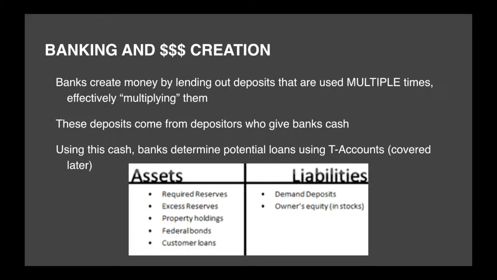And just like any other financial body, banks have assets and liabilities, and this is how you make your T account. Assets of a bank include required reserves, which is the amount that the bank is required to hold of any deposit, excess reserves, which is the leftover of that deposit that can be lent out, property holdings, like any houses or buildings, and federal bonds and customer loans. And the liabilities include demand deposits, which is what's inputted by depositors, and owner's equity in stocks, because both of these things, the bank owes someone else something.